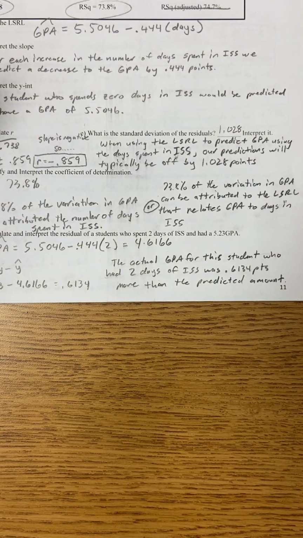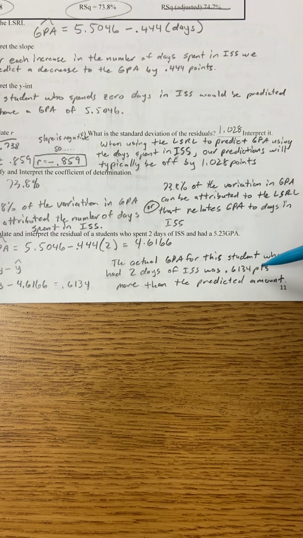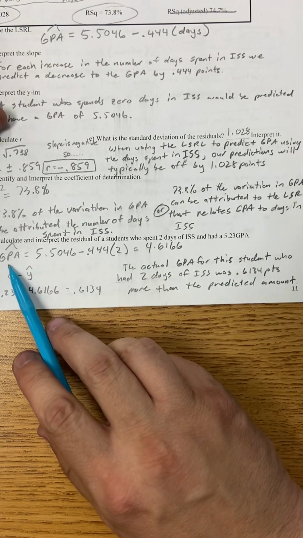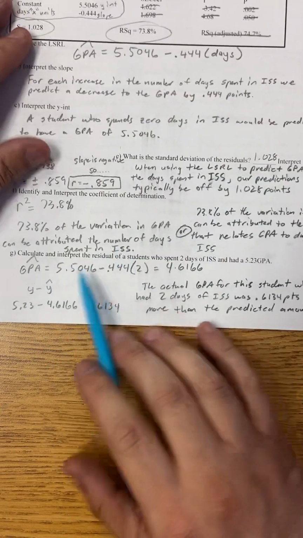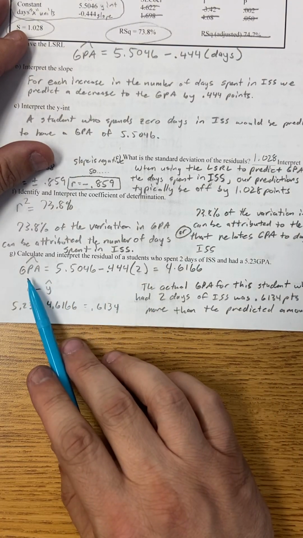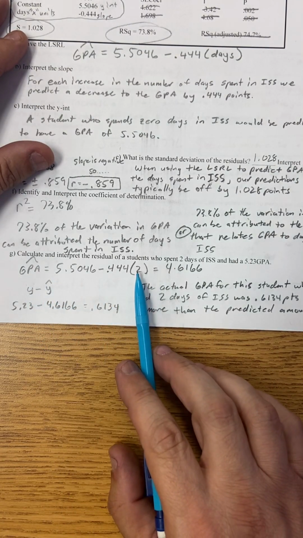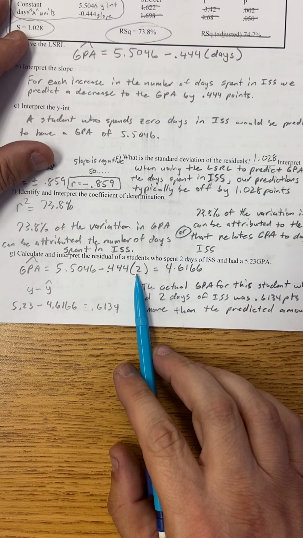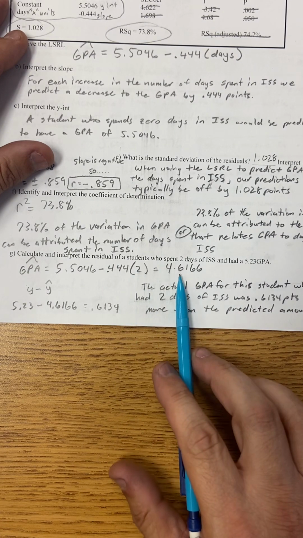Okay, and then last one, calculate and interpret a residual. This is like the third one of these we've had on our notes. This will be on the test for sure. So we have the equation, GPA hat equals, and I don't need to do a play-by-play on that one, but don't forget the GPA hat, and don't forget to plug in the number for x for the number of days of ISS, and we get an answer.